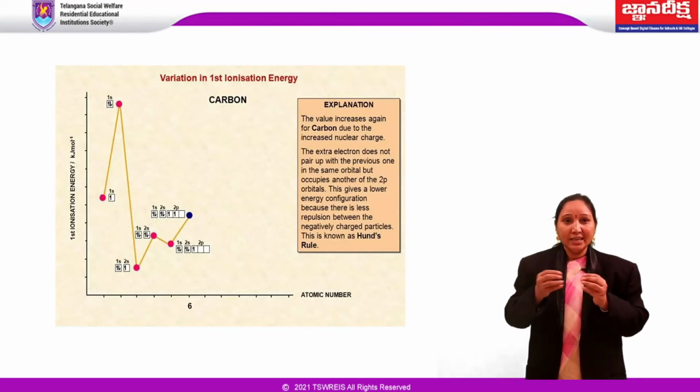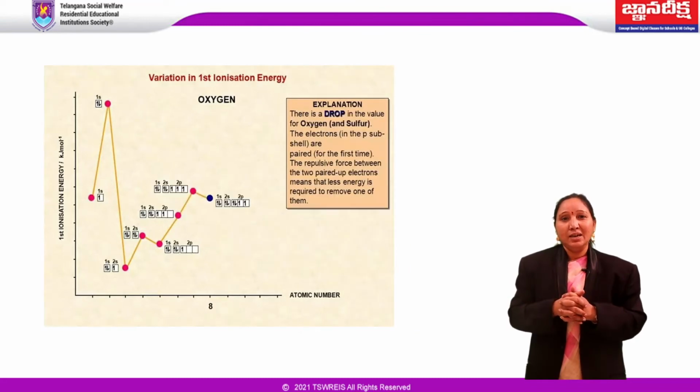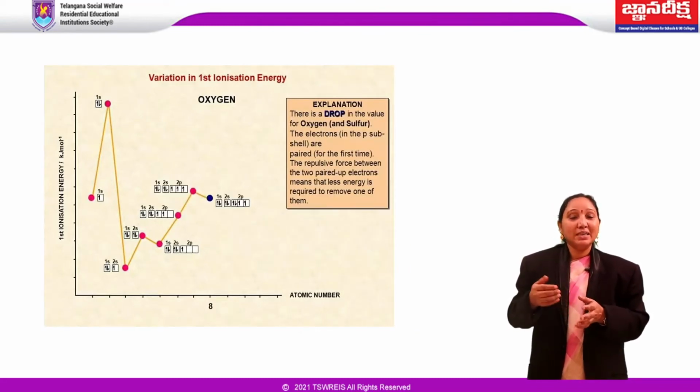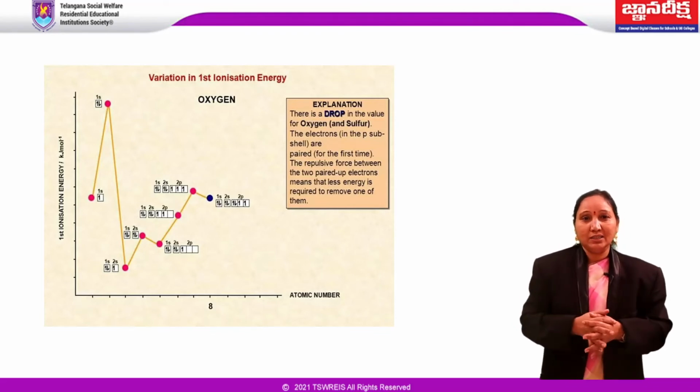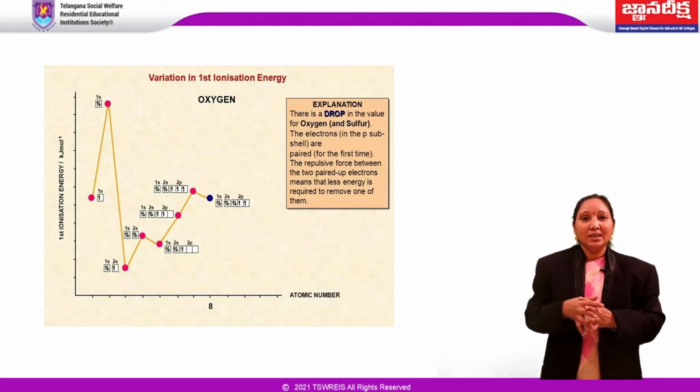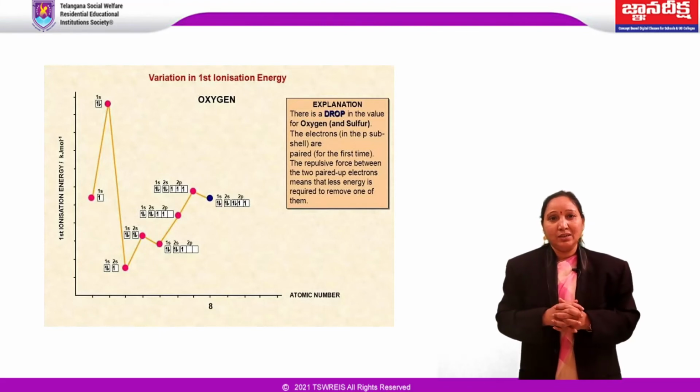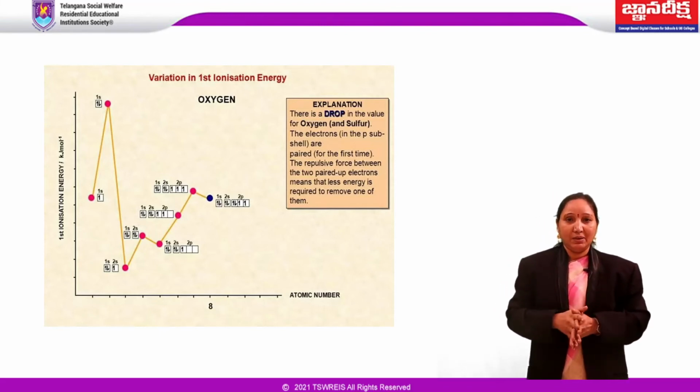And here there is a change in the order of ionization energies of nitrogen and oxygen. In oxygen, it has less energy. Why? Because it will be easy to remove the electron from the oxygen when compared to the removal of electron from the nitrogen because of its half-filled stability.